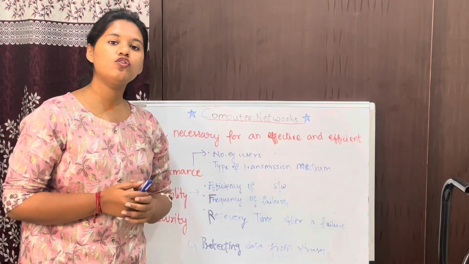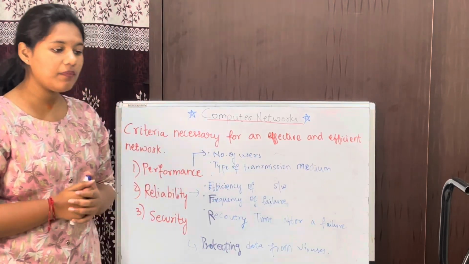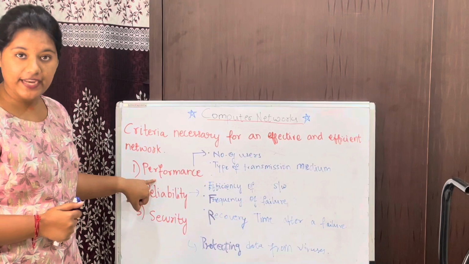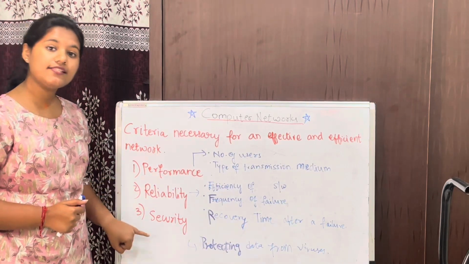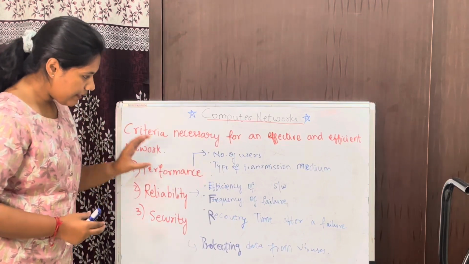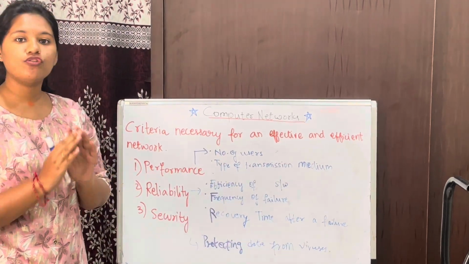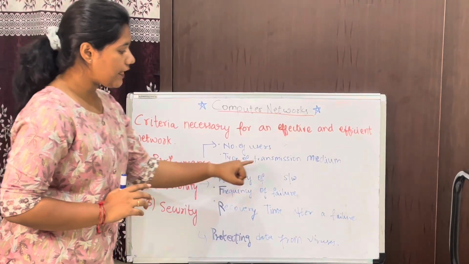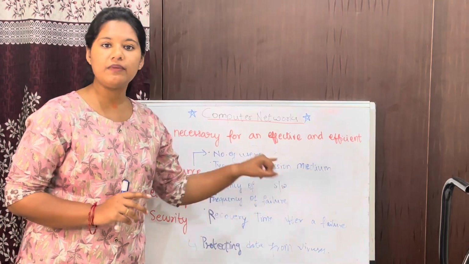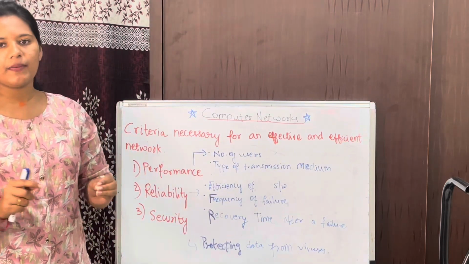Now for a network to be more efficient and effective it should follow certain criteria. The three main criteria on which a network is usable are performance of the network, reliability of the network and security of the network. What does performance mean? It means that even if the number of users is increasing, the performance should be the same. It should not be affected. Next, the type of transmission media. This also comes under performance only. Whatever transmission media is used to deliver this network, the performance should remain constant.